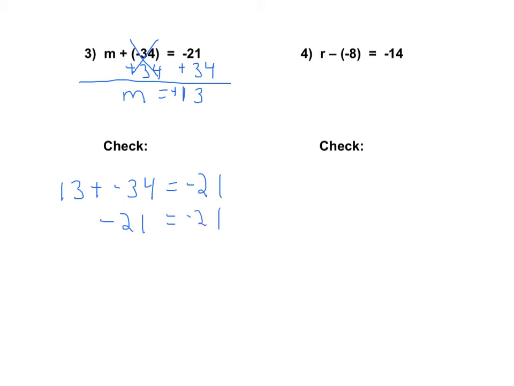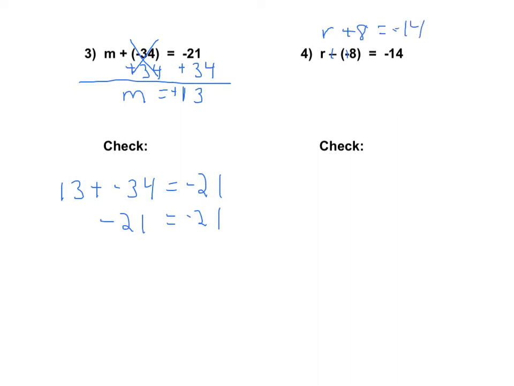All right, the next problem, if you write this down, you see that you are subtracting a negative. What you want to do before you work this problem is go ahead and do keep, change, so that you have your adding. So this becomes r plus 8. So now you have r plus 8 is equal to a negative 14.